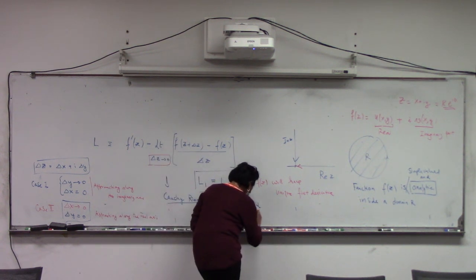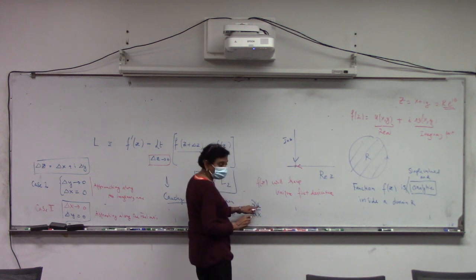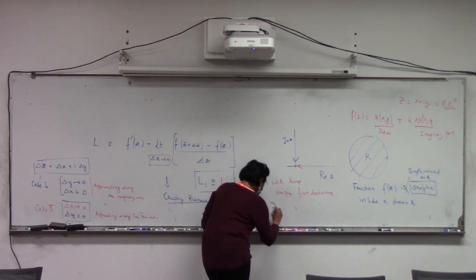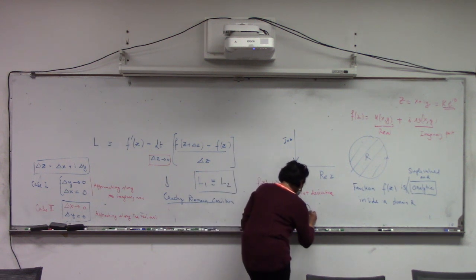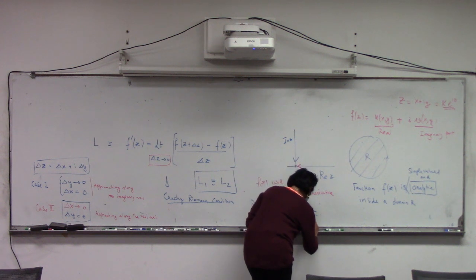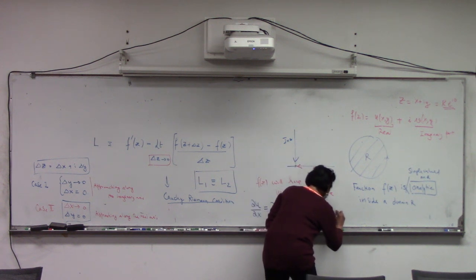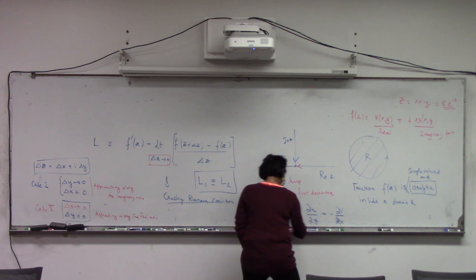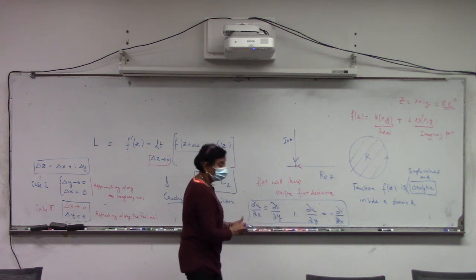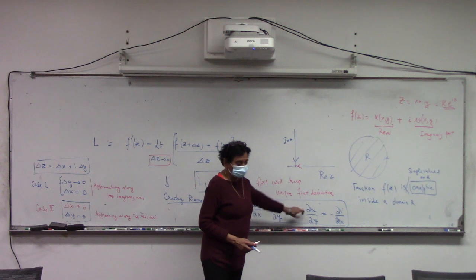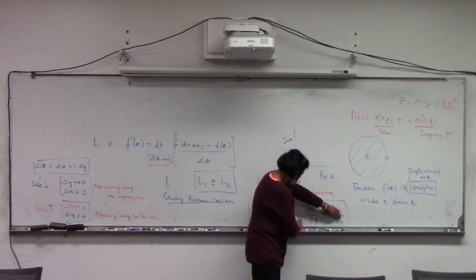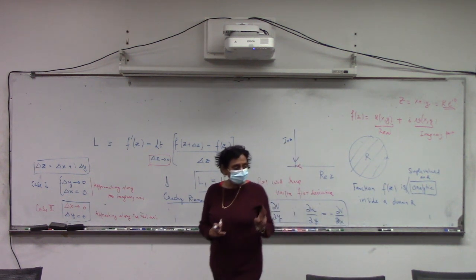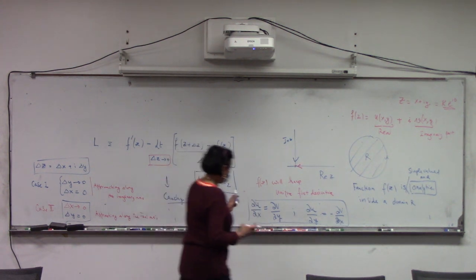Partial u with respect to x, the real part of the function with respect to x, must equal partial v with respect to y, and partial u with respect to y must be the negative of partial v with respect to x. Both these conditions have to be satisfied. It's not sufficient to check one condition. Both must be satisfied for f of z to be analytic.